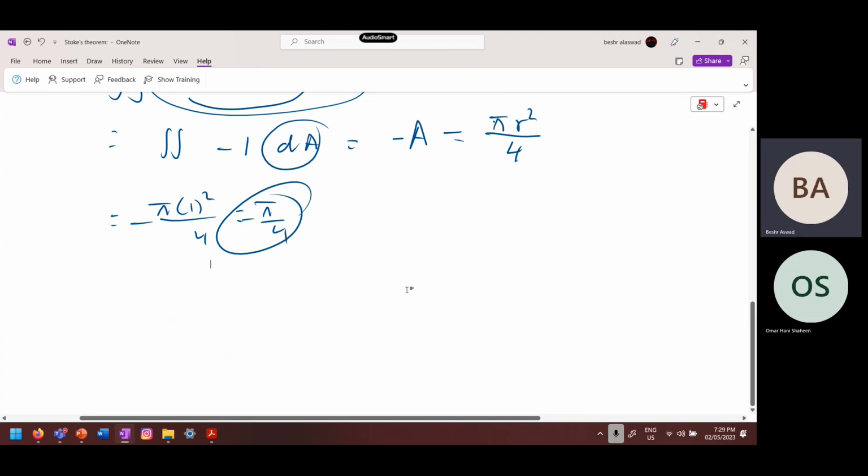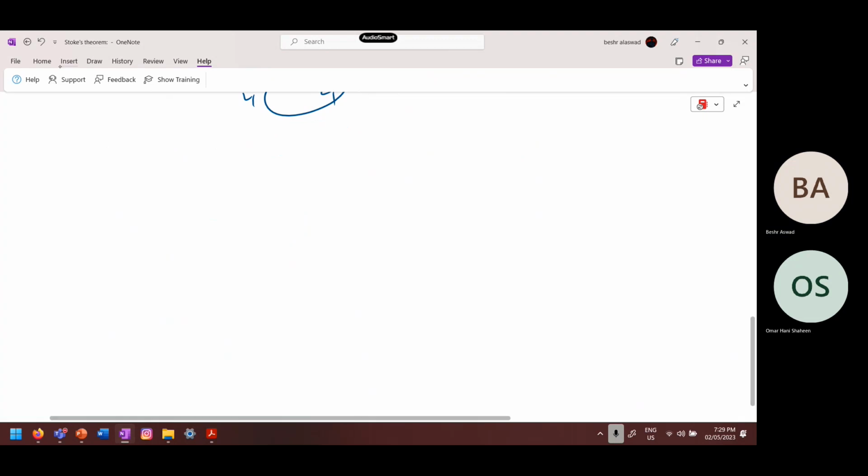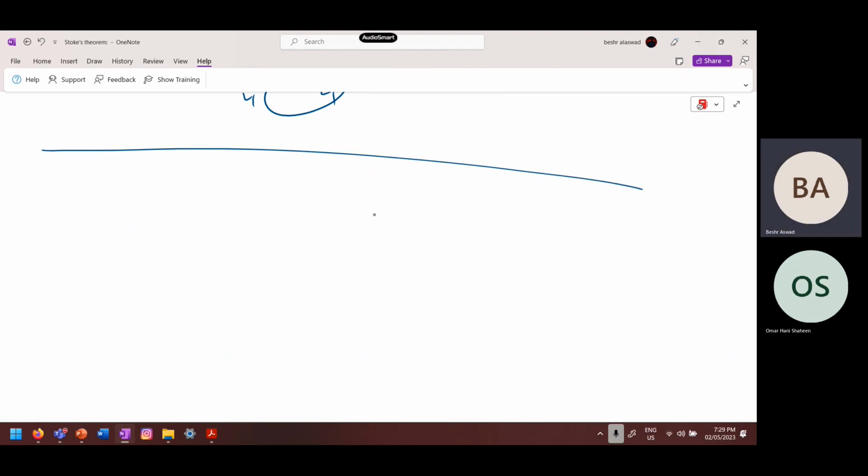Okay, for our last example, we're going to have this vector. This time I'll write it in a different way for you, to help you visualize all possible encounters in the exam. Okay, y squared plus z squared, x squared plus z squared, and x squared plus y squared.